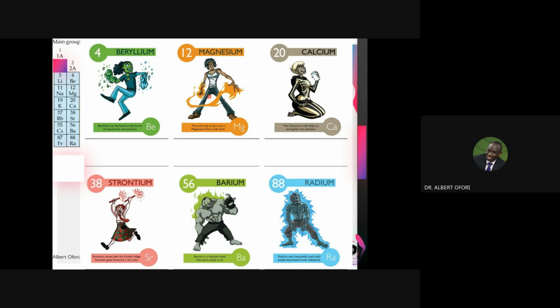Magnesium depicts somebody who is bright, with a very intense flame. It burns very intensely. So when you are doing a practical and burning magnesium, the caution is that you don't look directly at the burning magnesium because it can hurt your eye. It gives a very bright light, like a flash.